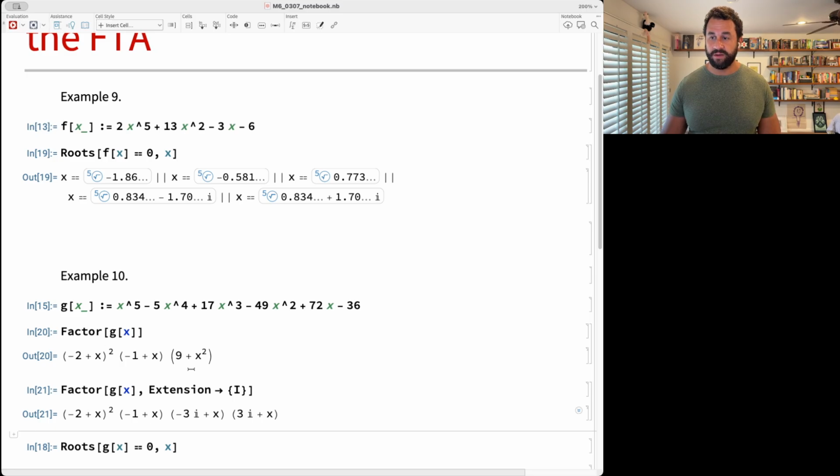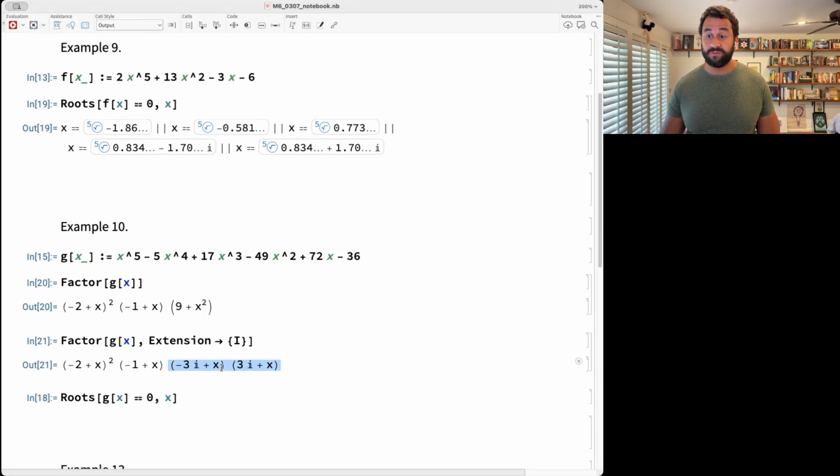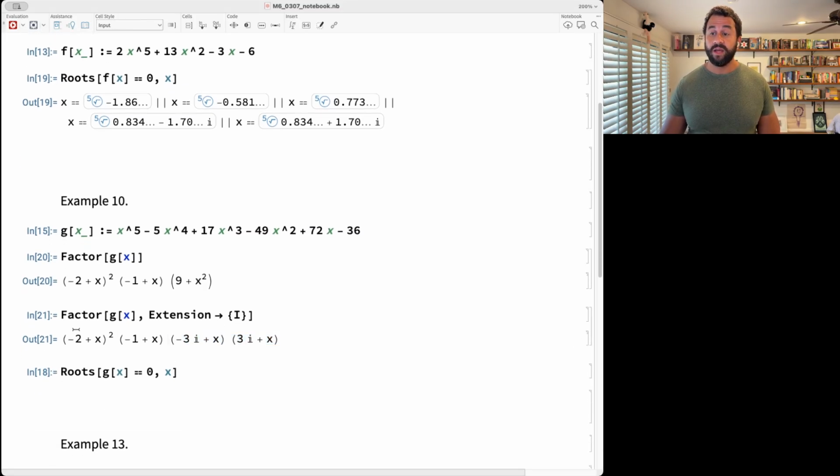So same result as above, but now it is able to factor this as the product x minus 3i, x plus 3i, conjugates, right? There we go. Let's use the roots function. So here, looking at the factorization, we can pick out the zeros. It's going to be 2, 1, 3i, and -3i. Those are all the zeros, the roots of the polynomial equation.